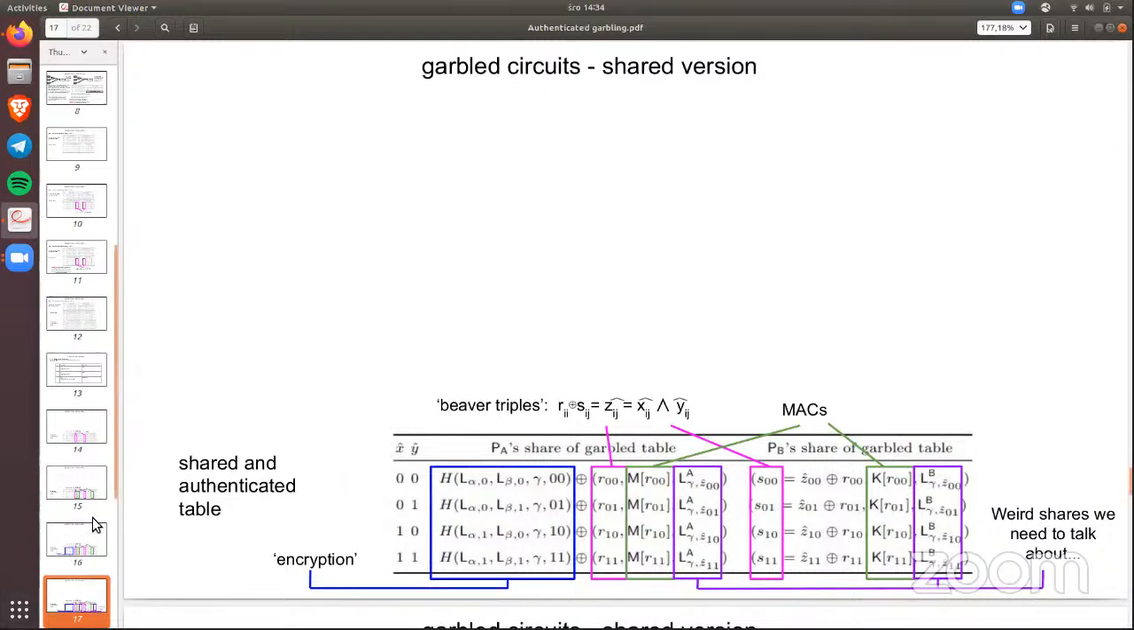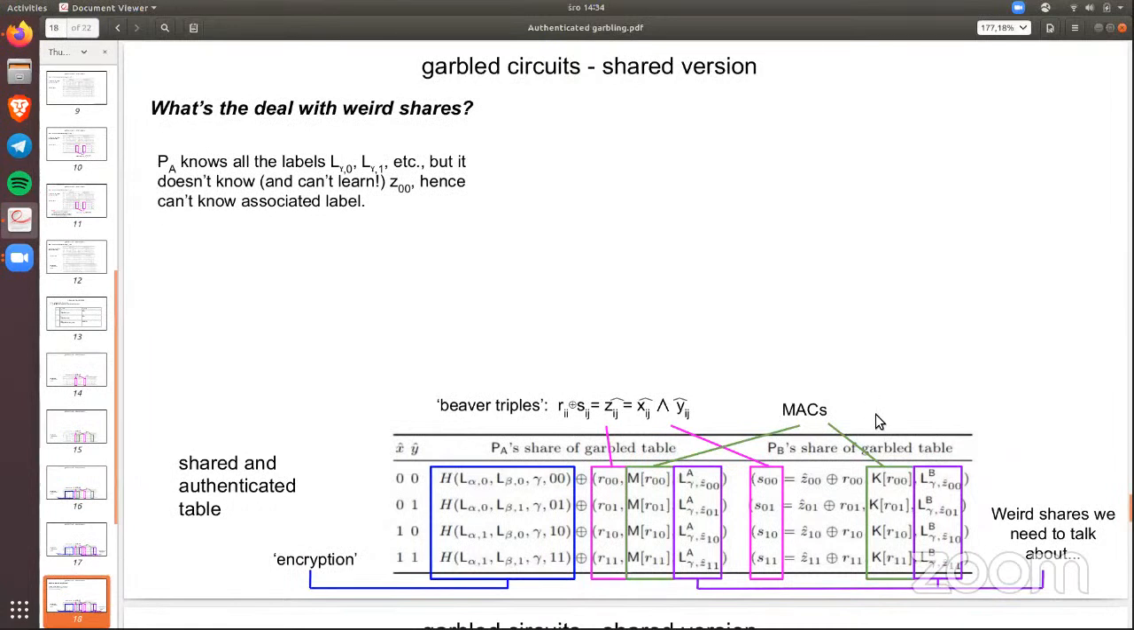And the reason why we didn't talk about it before is that we're going to use some tricks, so we do not actually need to care about it, and we do not actually need to make any specific preprocessing to have them shared. So what's the deal with these things?